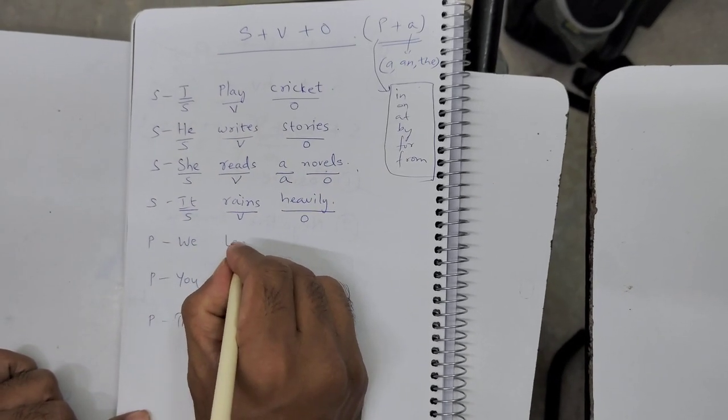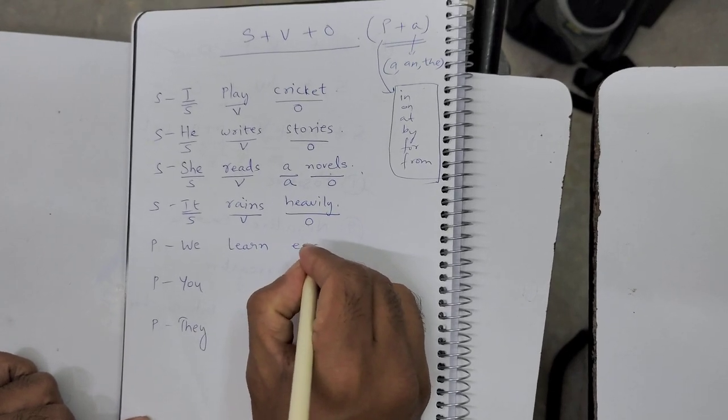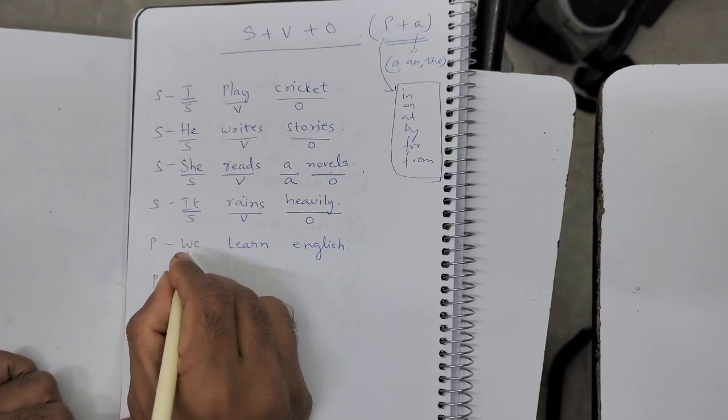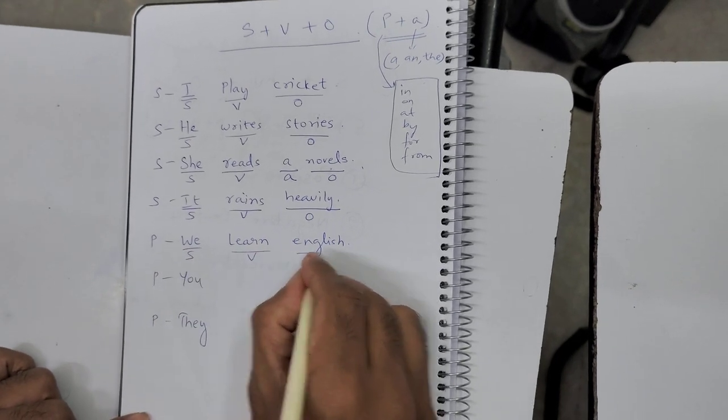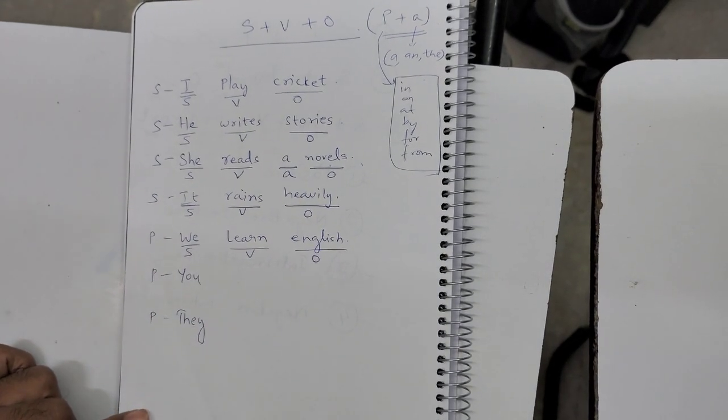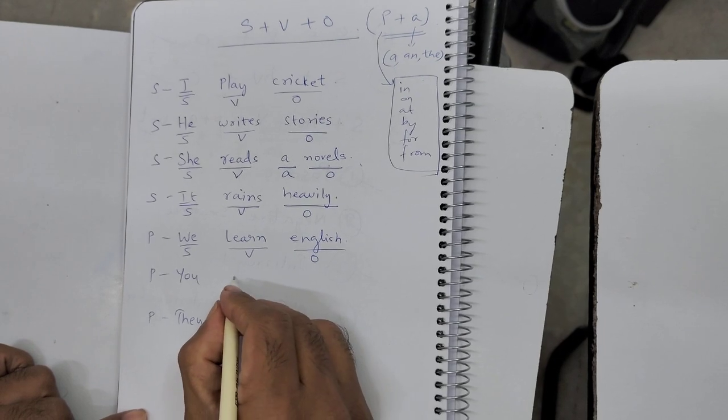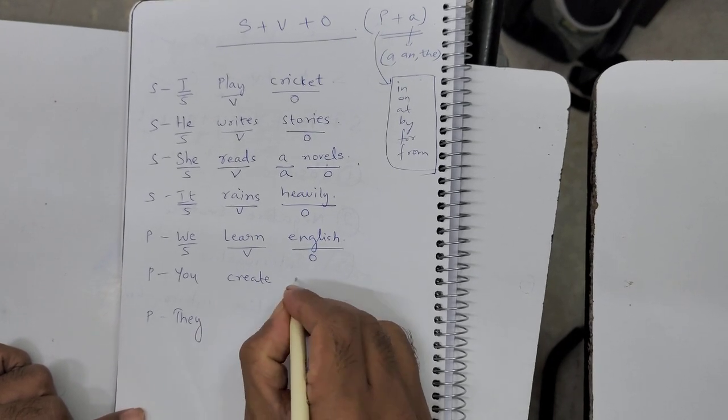Next, we learn English. We learn English. Here we is the subject, learn is the verb, and English is the object. Now you create problems. Can I write like this?